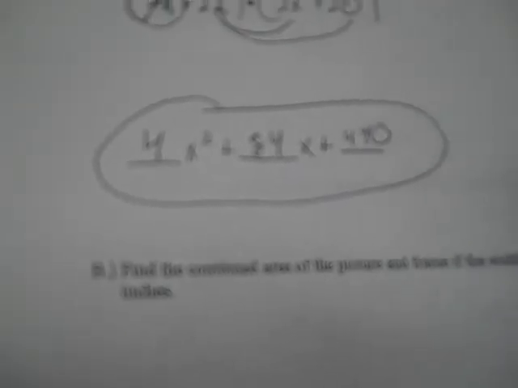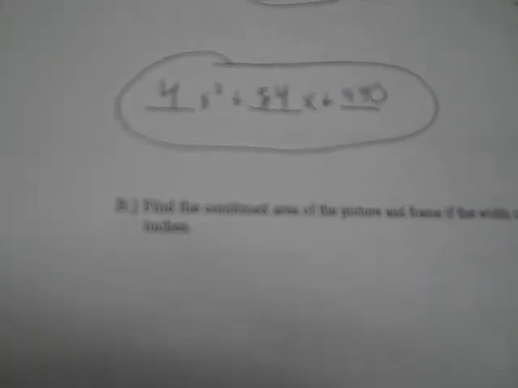That's it for part A. Now, part B. You haven't done this before. You want to go on your calculator. Make sure the calculator is ready to go. Find the combined area of the picture and frame if the width of the frame is 4 inches.